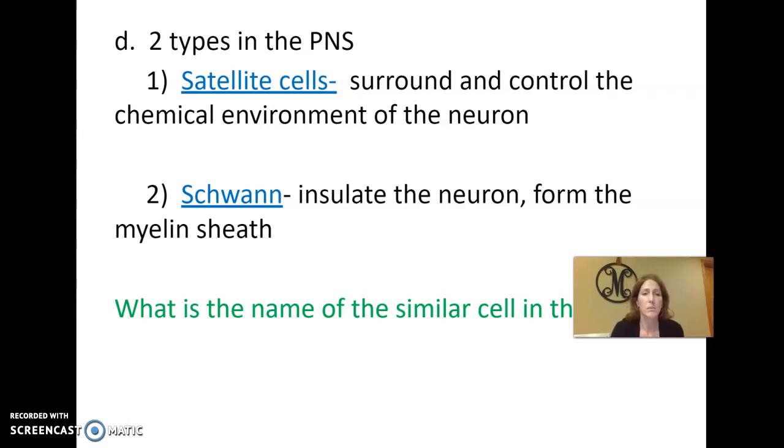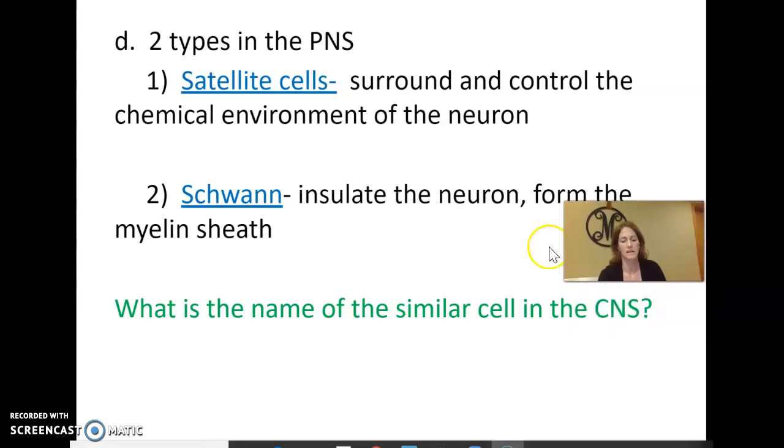Now, in the PNS, there are two types of neuroglial cells. There are satellite cells and then Schwann cells. And we said that the Schwann cells are going to form the myelin sheath.